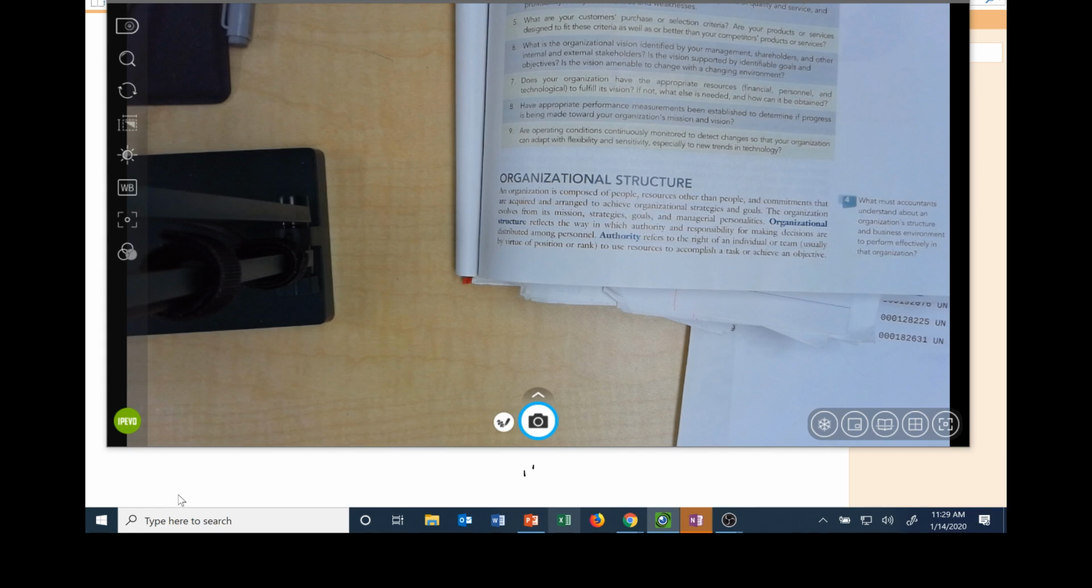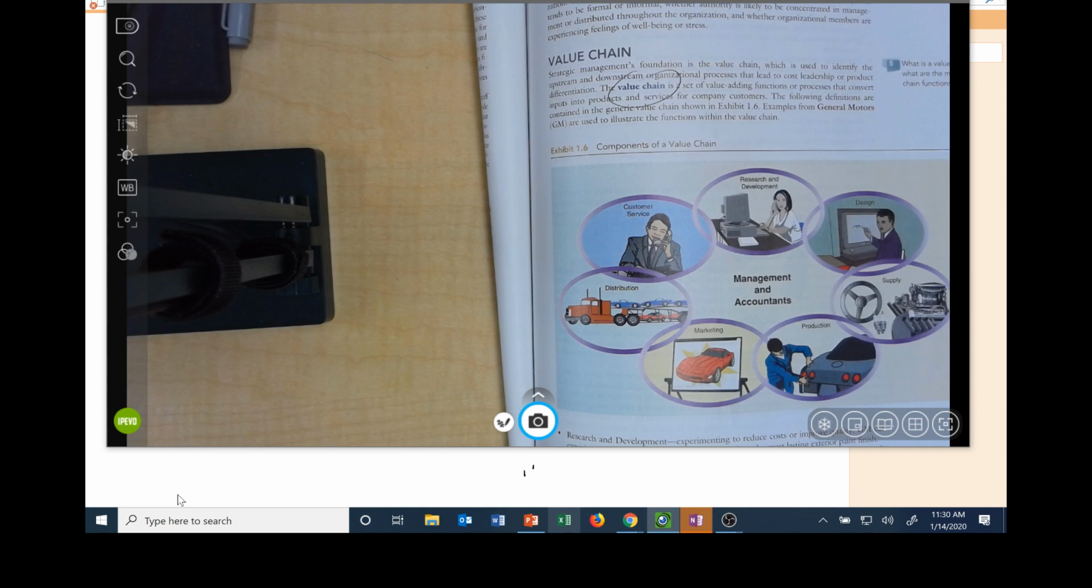One concept here is value chain. Value chain is a marketing concept. The strategic management foundation is the value chain, which is used to identify the upstream and downstream organizational processes that lead to cost leadership or product differentiation. The value chain is a set of value-added functions or processes that convert inputs into products and services for a company's customers. That's everything you add to a product. Again, not on a test.